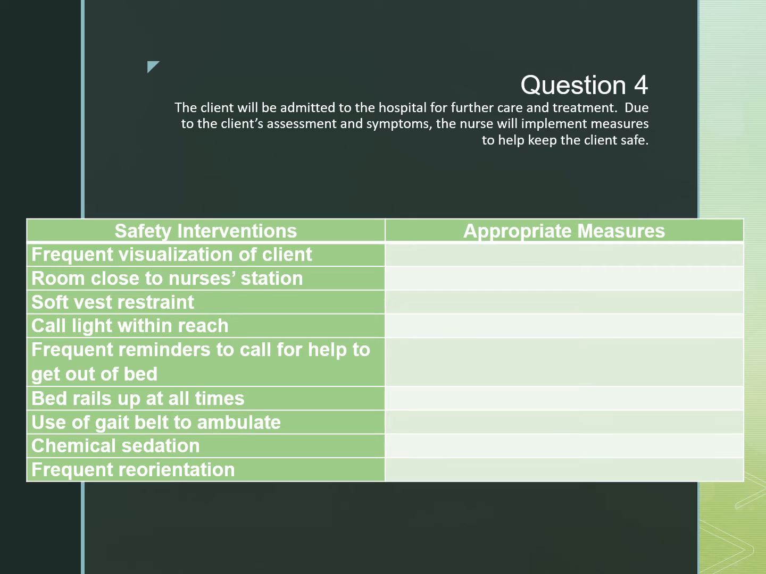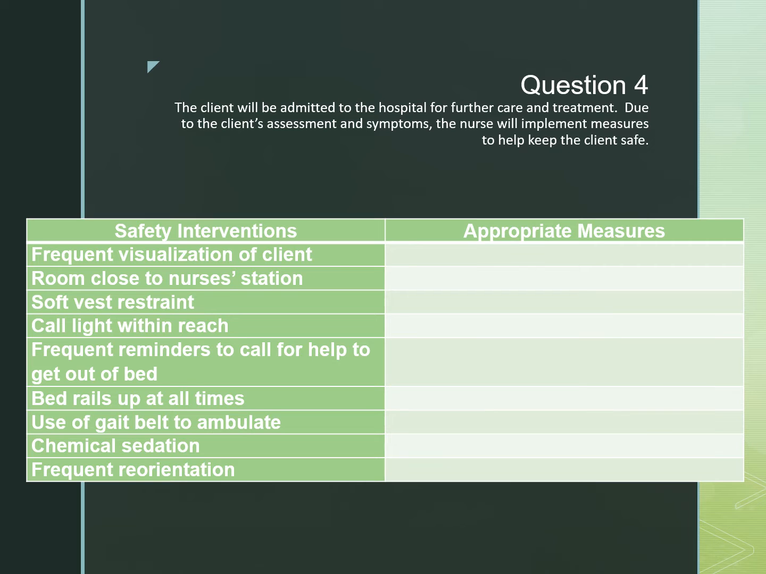Call light within reach. Of course, we need to have that call light in reach, even though the client may not remember to use it. If it's not within their reach, there's no way that they can use it, whether they remember or not. Frequent reminders to call for help to get out of bed. Of course, they need to be reminded, reoriented frequently. Bed rails up at all times.